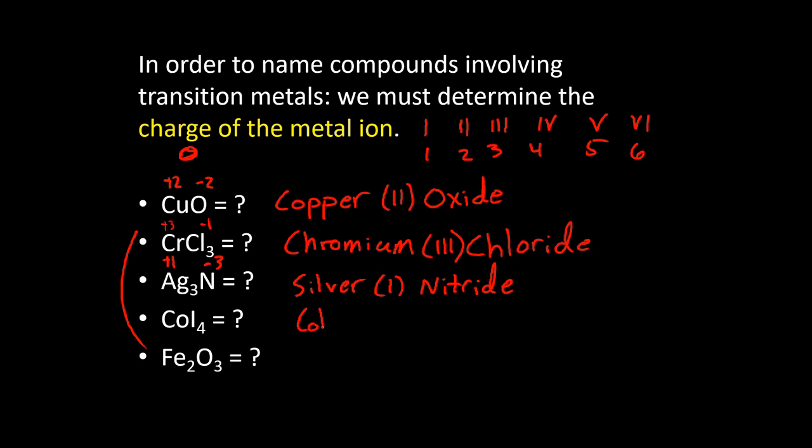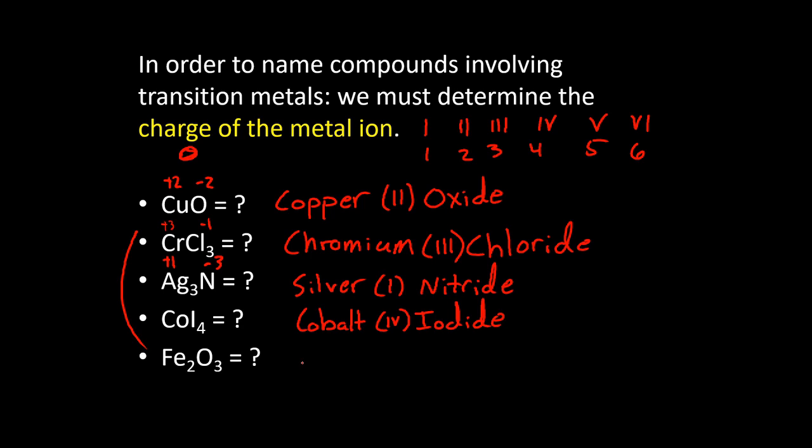Next one here, we have cobalt, and then iodide. Iodide is -1, just like chlorine and fluorine. And so this is going to be cobalt 4 iodide.